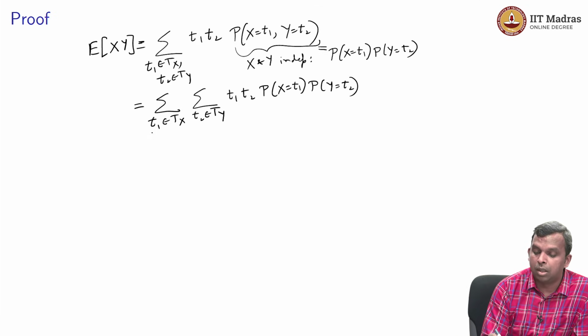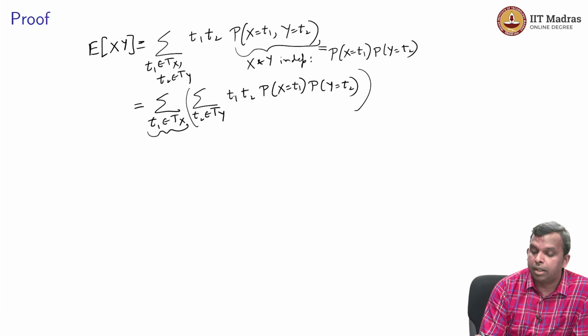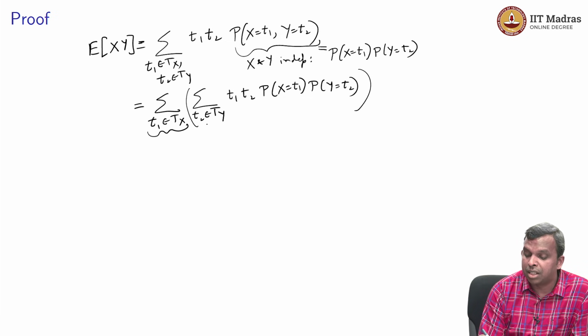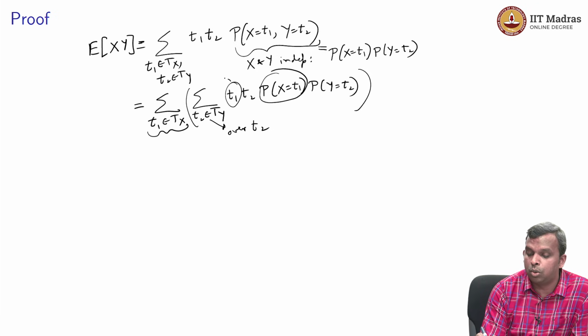It's the same thing. I'm going to keep t1 fixed and then vary t2 alone, and then the next value of t1 comes, and then you vary t2. So this double summation can be written out in this fashion. Now what's nice about this inner summation is that it is over t2. So t1 is constant, so these two you can move outside of the summation.